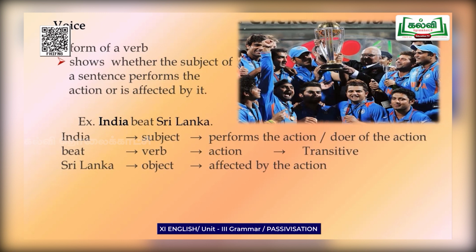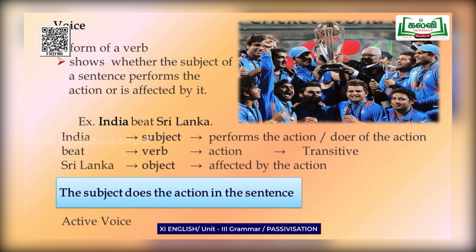There are three parts: subject, verb, and object. In this sentence, India is the doer of the action. Since it does the action, it is called the agent of the sentence. It doesn't matter the position it holds in the sentence. Whoever or whatever does the action in the sentence is called the agent of the sentence. Beat is the action in the sentence. Object is affected by the action in general. Here, Sri Lanka is the object which is affected by the action beat.